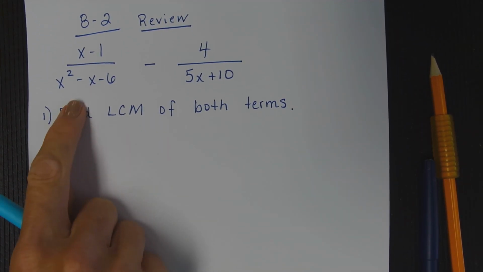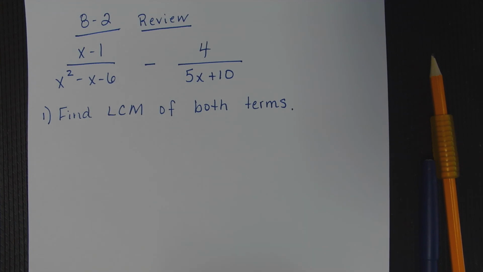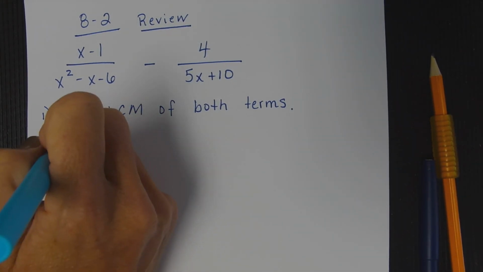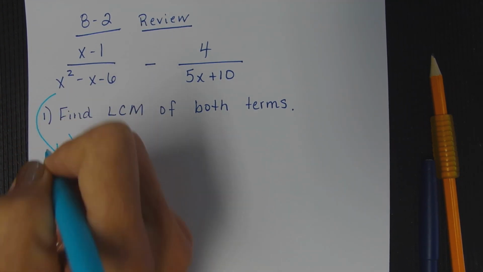All right, so let's look at this first one. The denominator is a trinomial. How do we find this? Factor. We're going to use the X method. I am going to keep this as neat as I can, but there is going to be a nice little arrow right there.